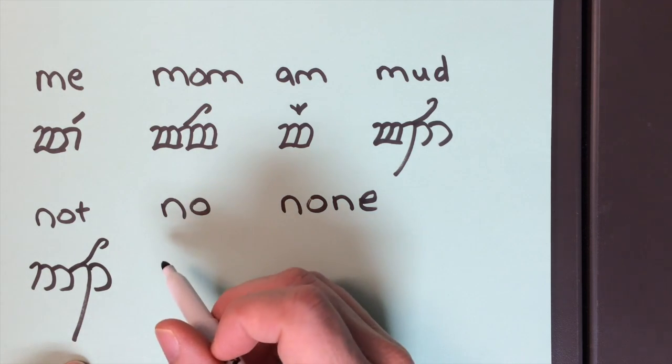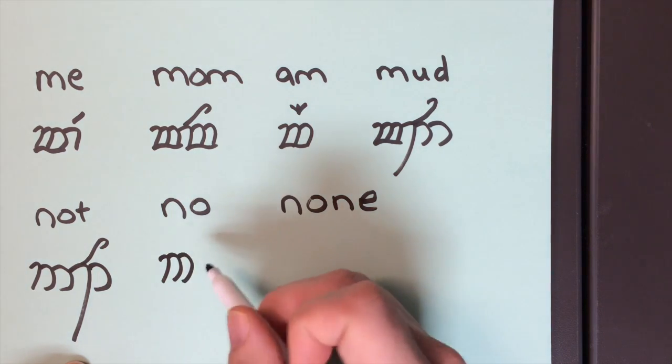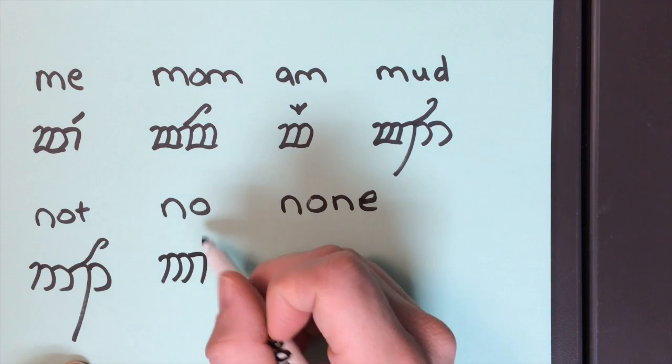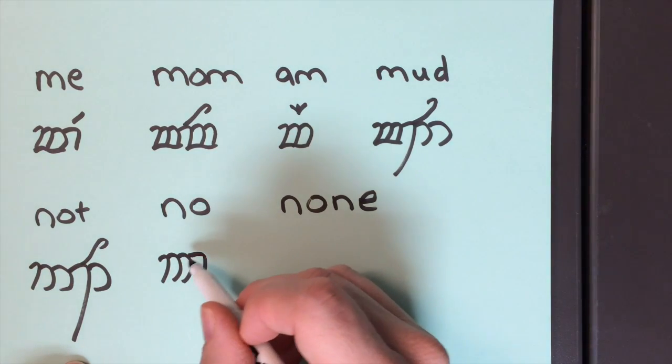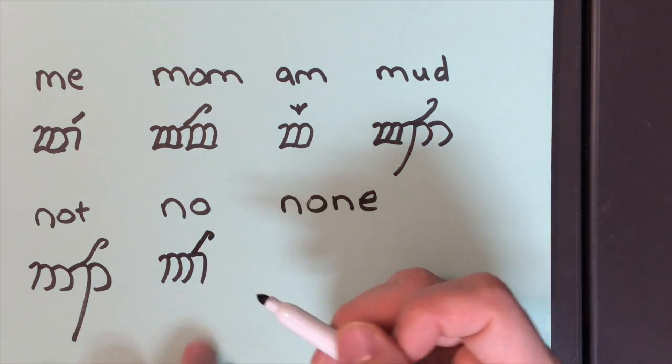Alright, to draw no, we draw our N like that, and then we want to draw a carrier because there is no other consonant, and on our carrier we want to make our forward hook, which is for the O.